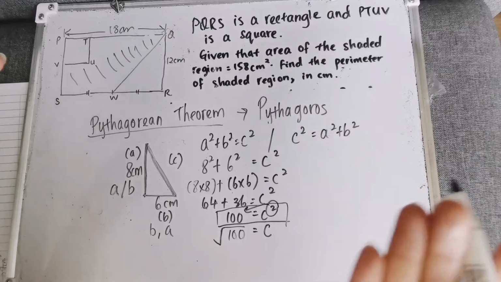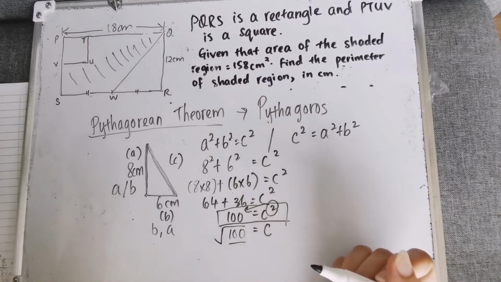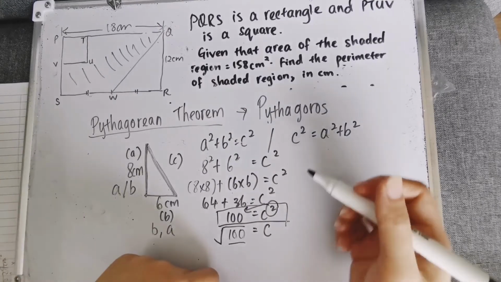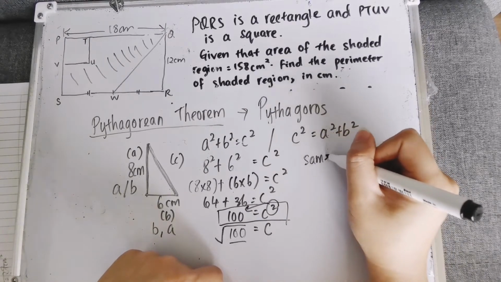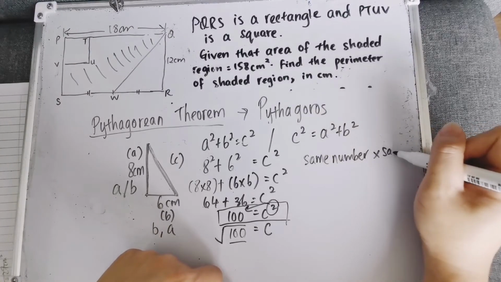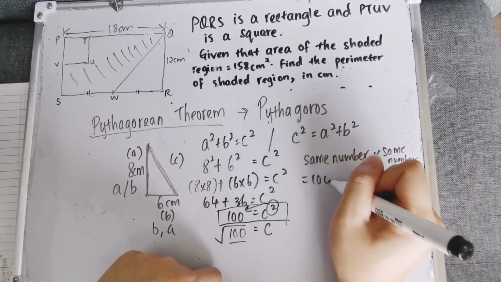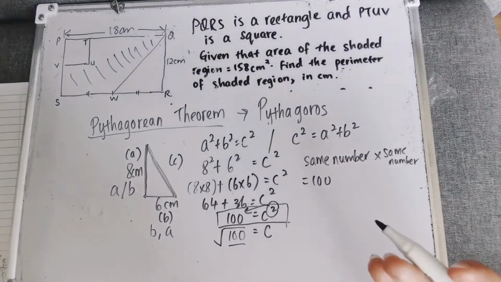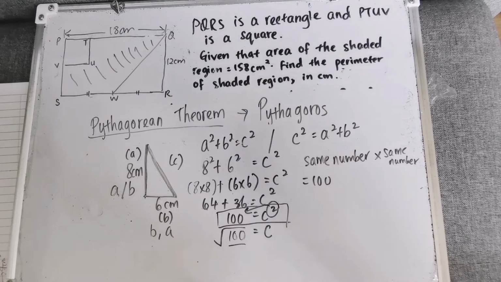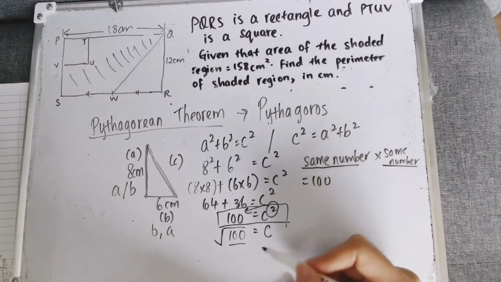So what do you need to do? You don't have a calculator. Can you remember this? You must remember the same number times the same number becomes 100. Because you cannot bring a calculator to school, you must remember the technique. The technique is the same number times the same number becomes 100.